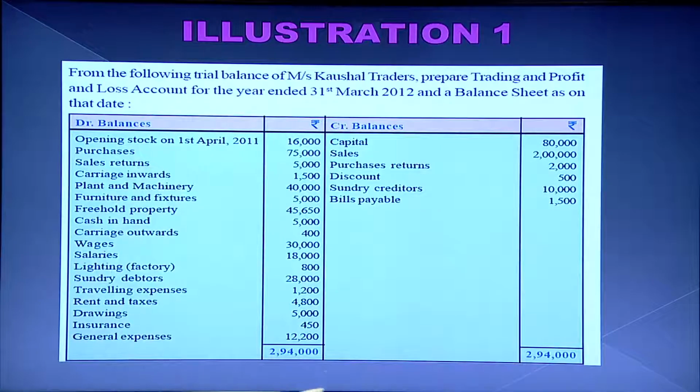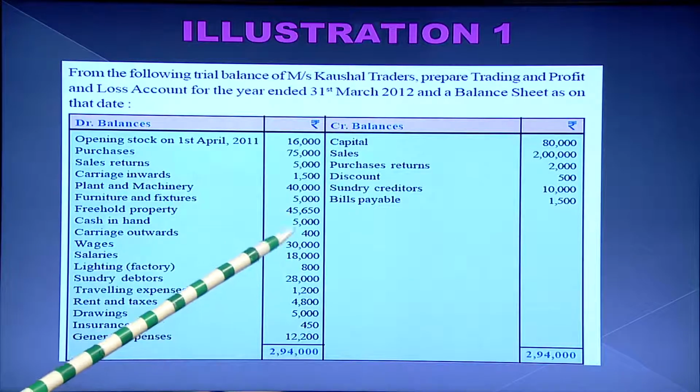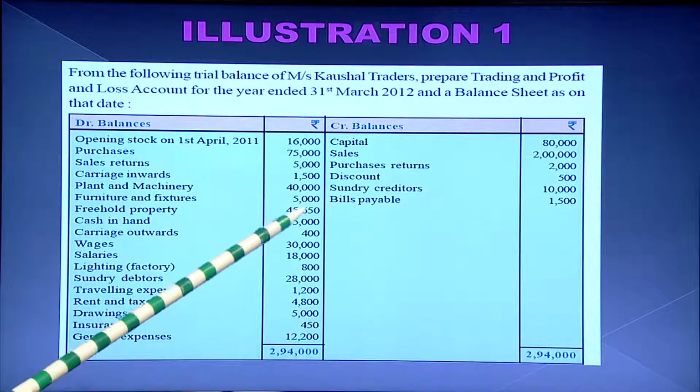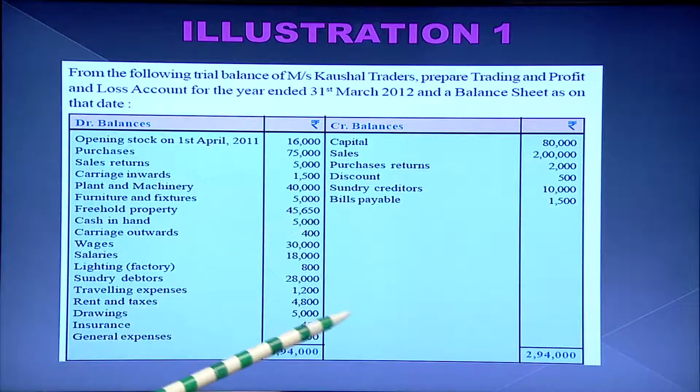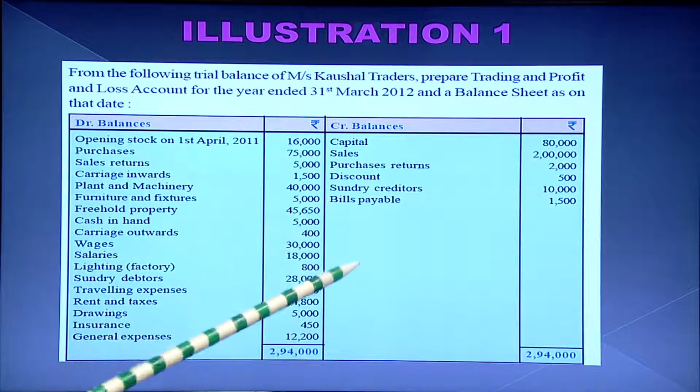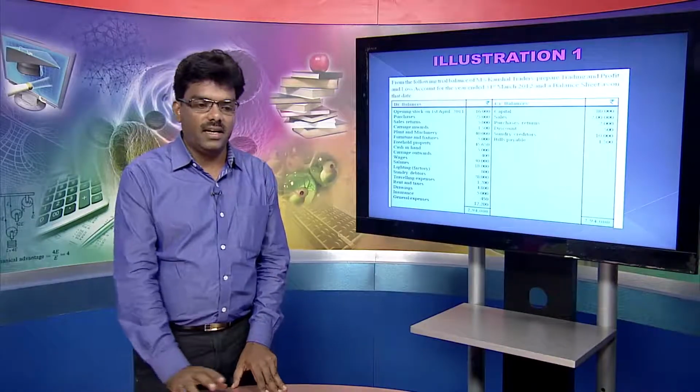Next is discount. You have received discount, that means this is indirect income, and all indirect income is shown in the credit side of profit and loss account. Next is sundry creditors. Sundry creditors means those from whom you purchase the goods, this is liability for the firm. So, this amount will be shown in the liability side. Similarly, bills payable, this is also liability. So, when we solve the question, first we have to study all the items clearly.